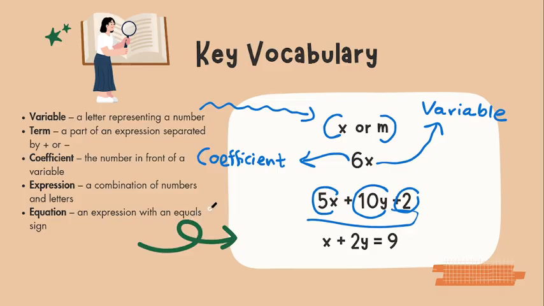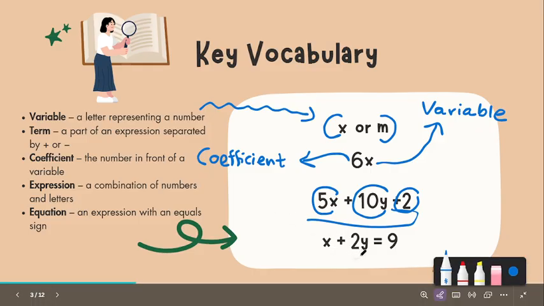Well done. Expression. A combination of numbers and letters. So, as I told you earlier, 5x plus 10y plus 2 can be named as an expression. Equation. An expression with an equal sign. So, if you have an expression with an equal sign, that's definitely going to be an equation. x plus 2y equals 9 is an example of an equation.